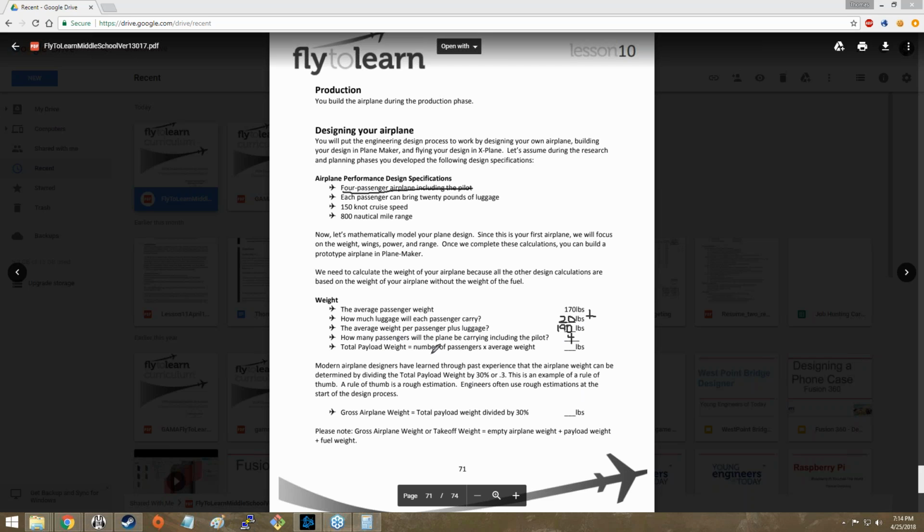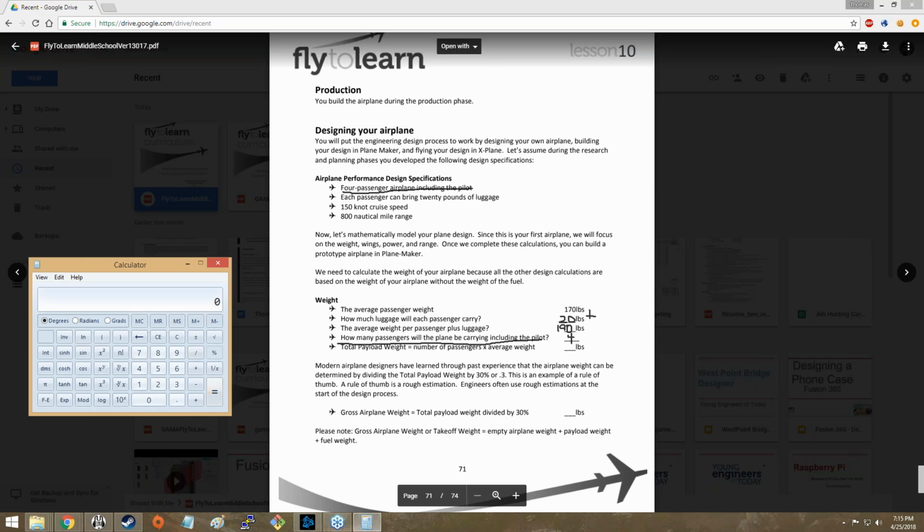And the total payload weight is the number of passengers times the average weight. This is one of those things where engineers could totally split hairs. Are we assuming that the pilot is going to be bringing along 20 pounds of luggage, or is he just ferrying them so he's not going to be carrying 20 pounds of luggage? Because that could affect the final weight necessary. But let's assume, for the sake of argument, that the pilot is bringing along luggage, so we can just do some nice, easy mathematics. Let's pull up our calculator.